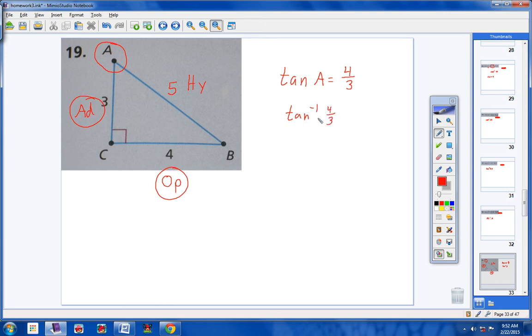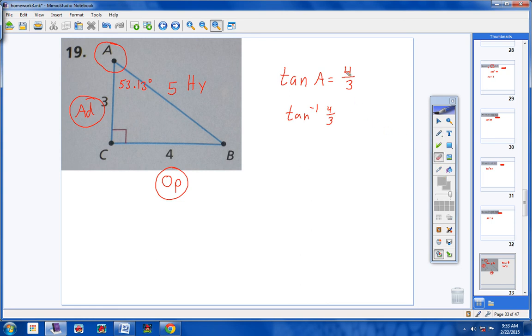Now when you type in 4/3, you might want to put parentheses around that 4/3. Every calculator's different, okay? So keep an eye on that. Alright, you're going to get 53 degrees. Well, they said in the directions to round to two decimal places, so I guess we have to do that. So 53.13 degrees.